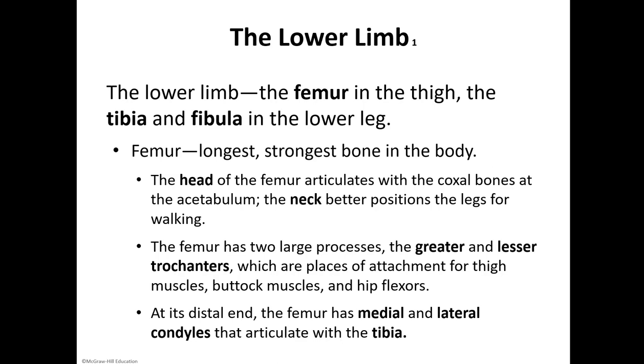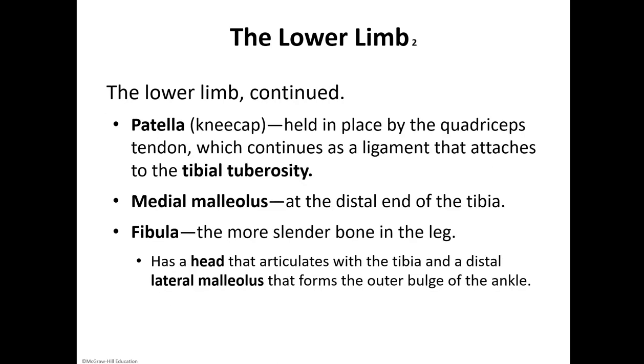At the distal end of the femur are the medial and lateral condyles that form a joint with the kneecap and the tibia. The patella is the kneecap, held in place by the quadriceps tendon, which continues as a ligament that attaches to the tibial tuberosity. At the distal end of the tibia, you have the medial malleolus, the medial ankle, and in the fibula, the slender bone of the leg, we have the lateral malleolus, which forms the outer bulge of the ankle.